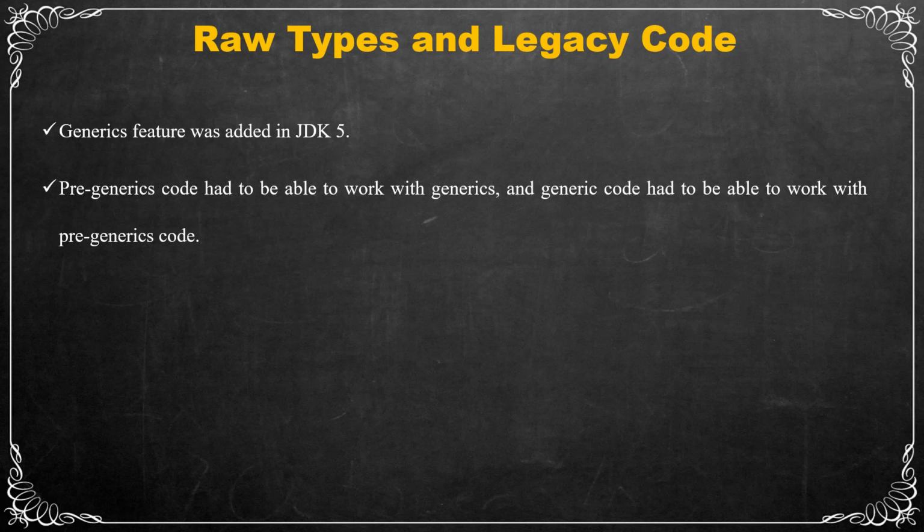To handle the transition to generics, Java allows a generic class to be used without any type arguments. This creates a raw type for the class. This raw type is compatible with legacy code, which has no knowledge of generics. The main drawback to using the raw type is that the type safety of generics is lost.